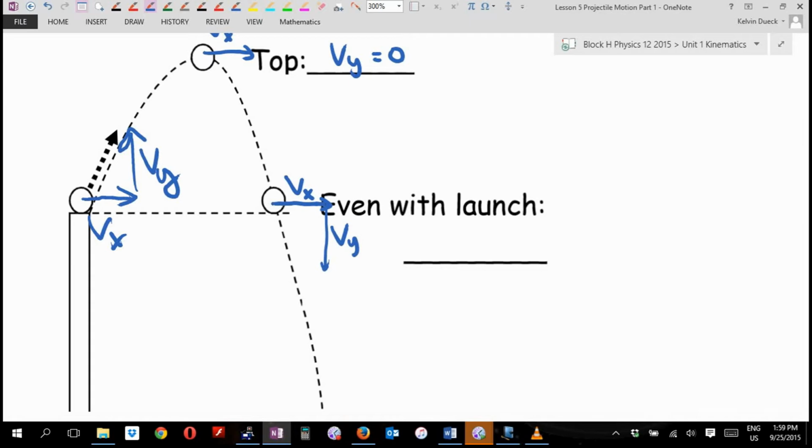So I did say what goes up must come down. That trick only works, Kiowa, from the ground to the ground. If you're launching off a cliff, you're going to hit the ground harder than when you started. Okay. So even with launch, Vy final equals negative Vy initial. Or Vy initial equals negative Vy. They're opposites. Don't care which way you put. You guys are like, shouldn't you put the negative with that one because it's down? Fine. All I'm saying is they're opposites of each other. Same magnitude.